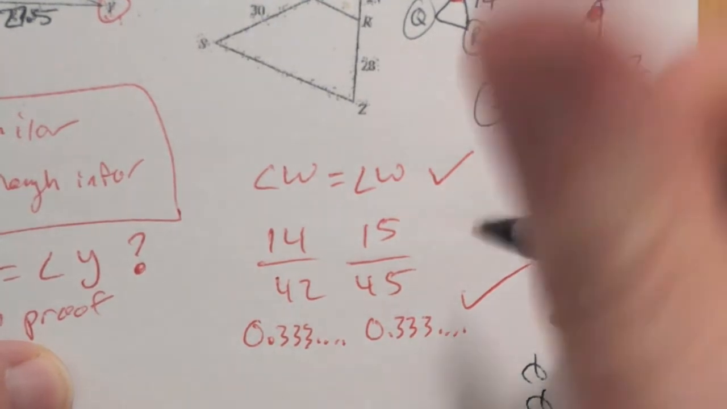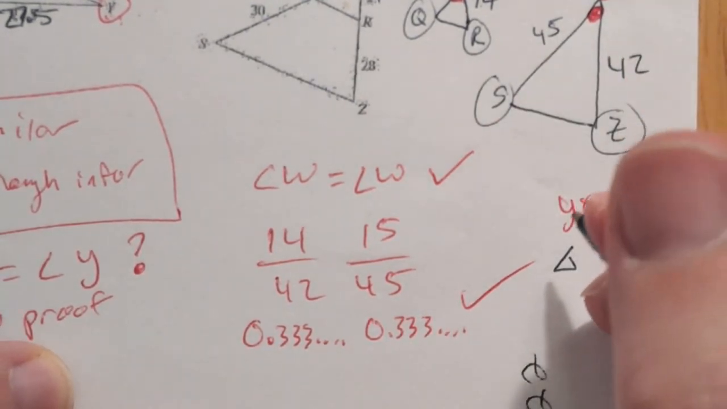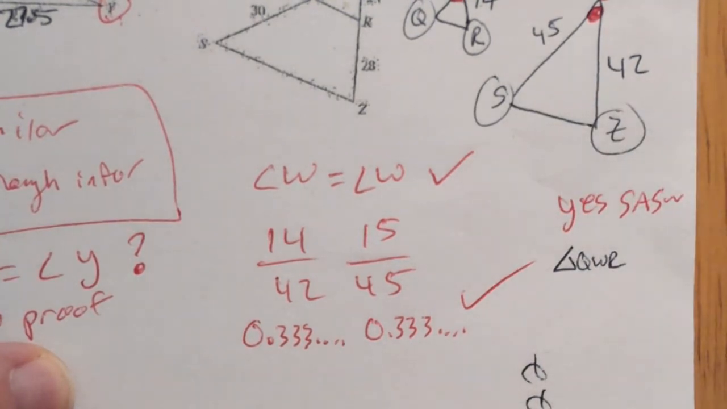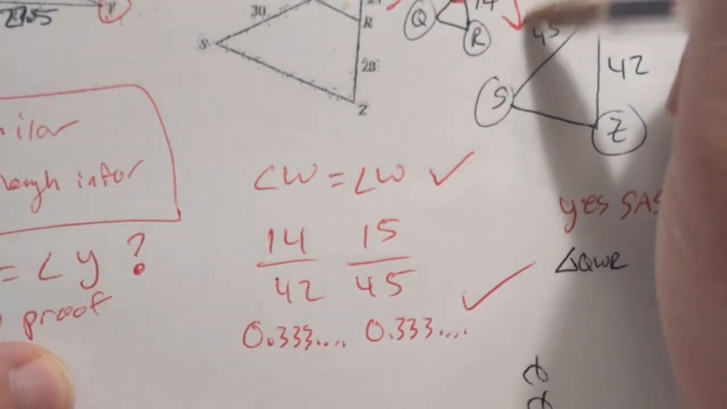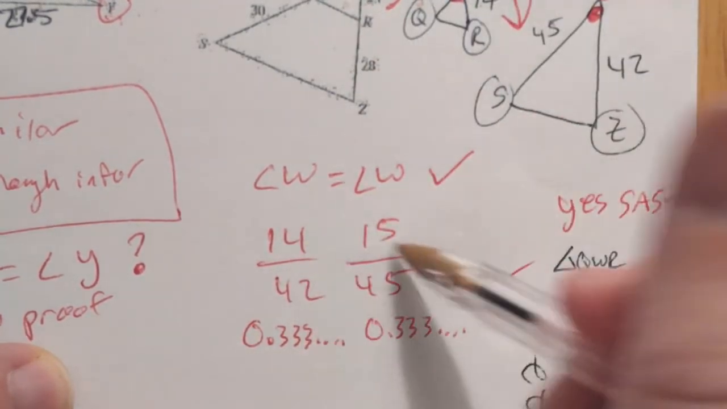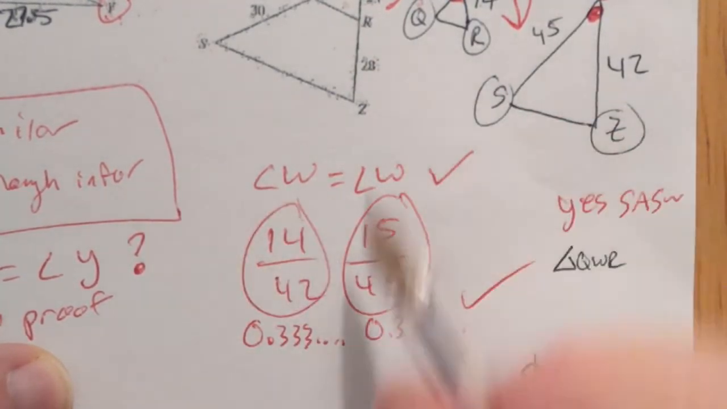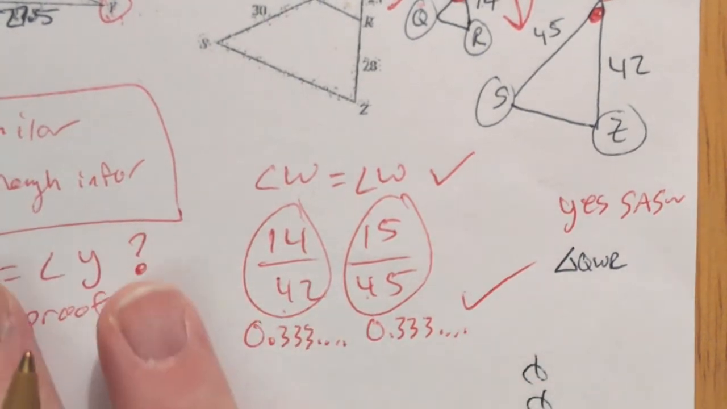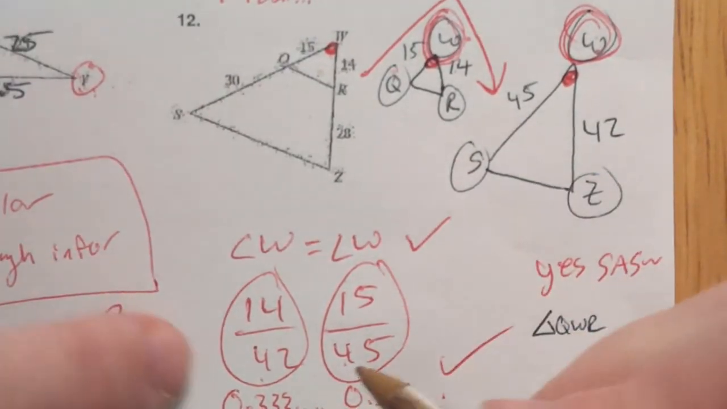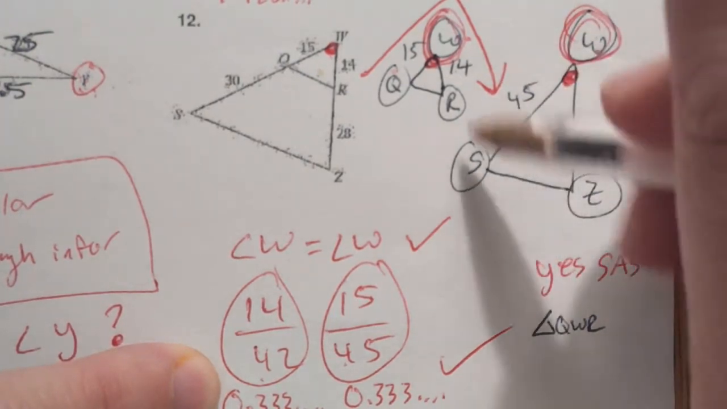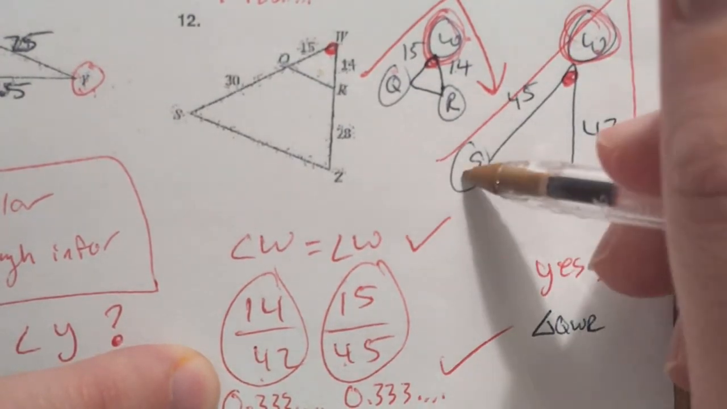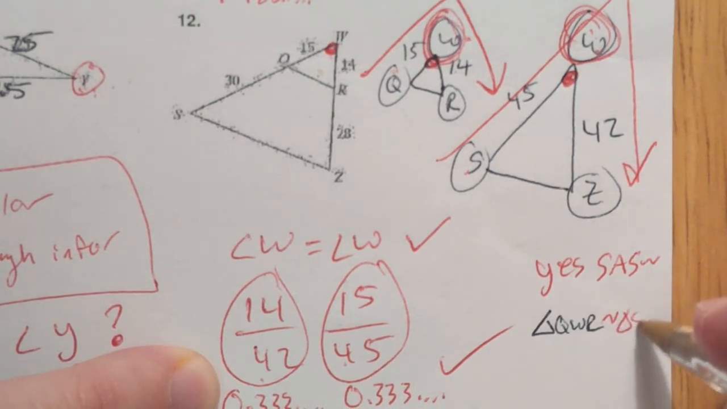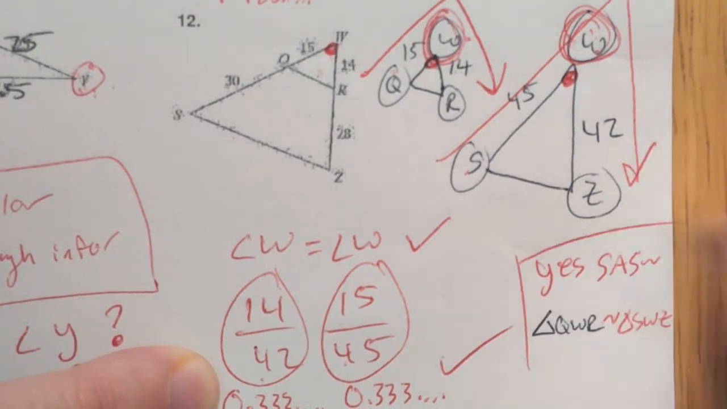If I said triangle QWR, I went 15, then 14. If I go 15 and 14, that's the same thing as 45 and 42. So 45, then 42, that'd be SWZ. So that's similar to triangle SWZ. And that's your final answer.